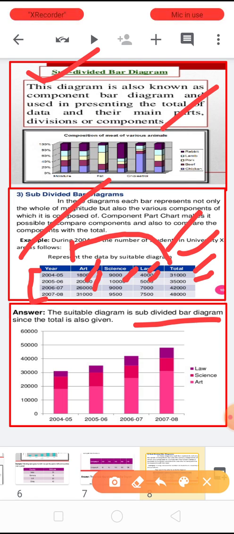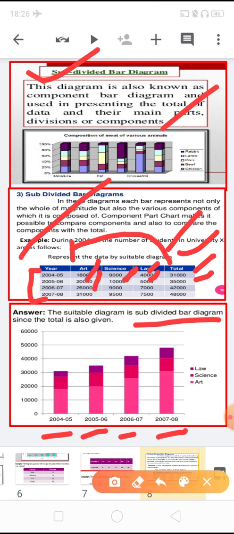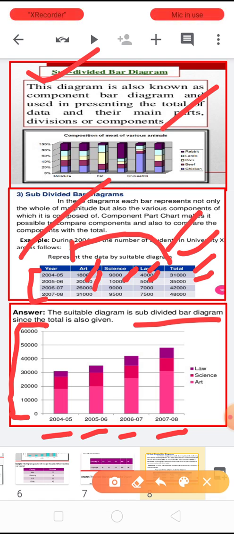So children, as I just explained, the total numbers, I mean the dependent value, we have to write on the x-axis, and the differentiating values of the various given values are being plotted on the y-axis. So this is your x-axis, this is your y-axis.